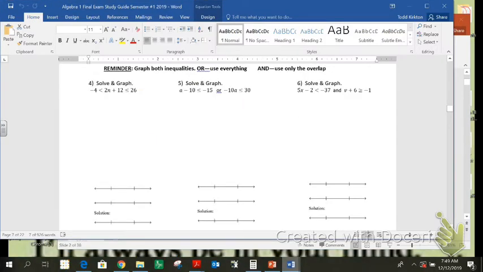Graphing compound inequalities, more than one inequality: remember that you graph 2 different parts, and if it's and, you only use the overlap. If it's or, you use everything and put it on the final graph. So first thing you've got to recognize is this is an and, because it's a compound. I'm going to write it separately.